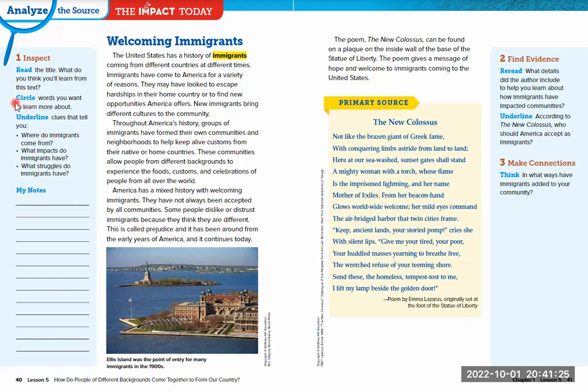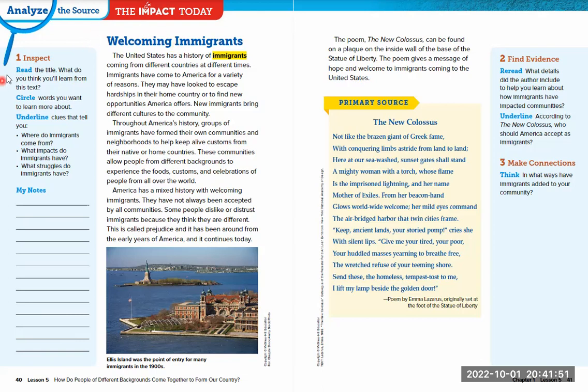You're going to be annotating your text, where you'll be circling the words you want to learn more about, underlining the clues that tell you where do immigrants come from, what impacts do immigrants have, and what struggles do immigrants have. So these are the 3 main questions that you should be answering down here. You can also underline it to show your sources, because we always make sure to find information from our text.